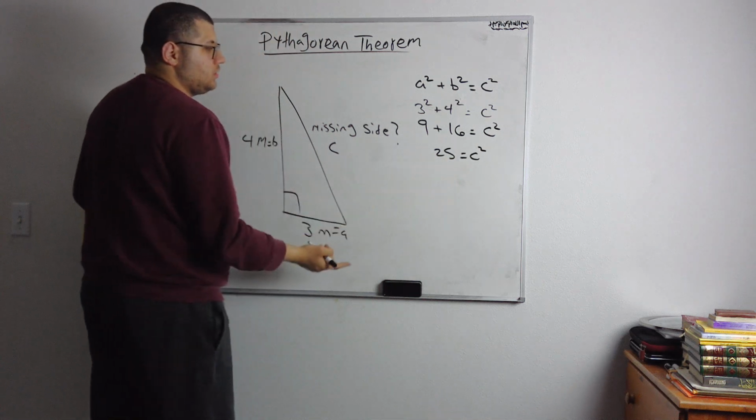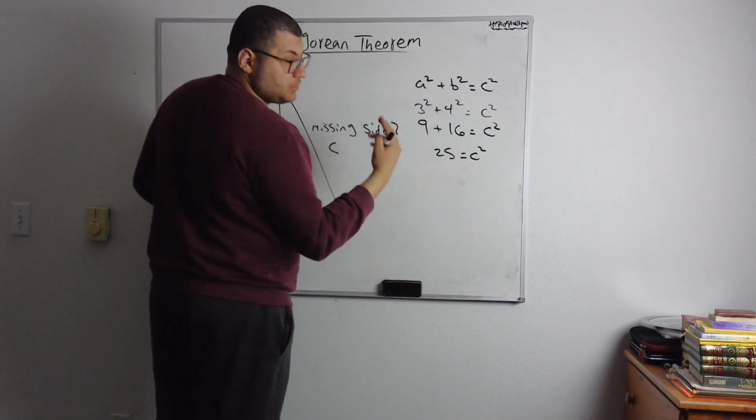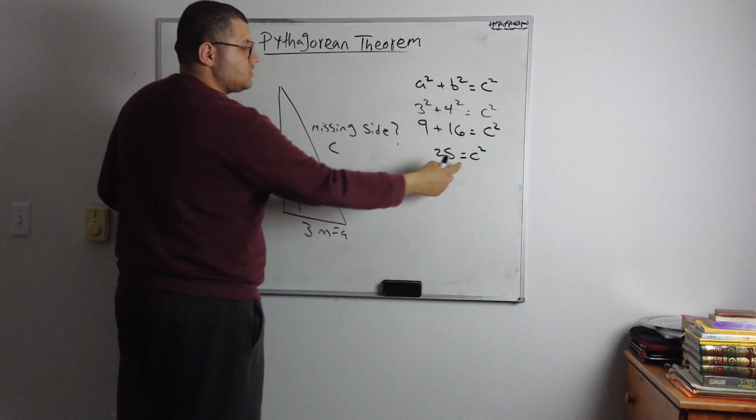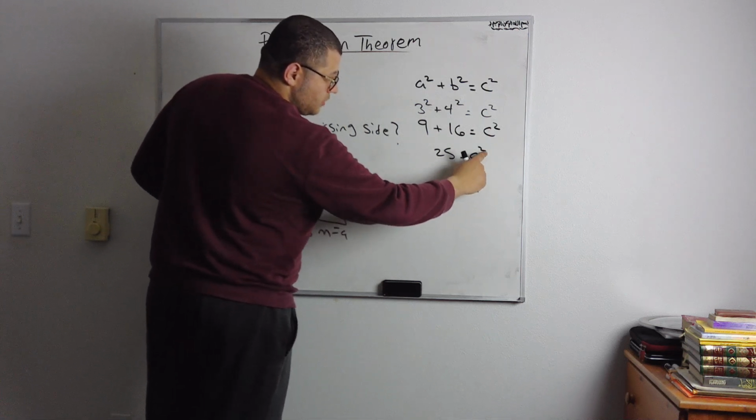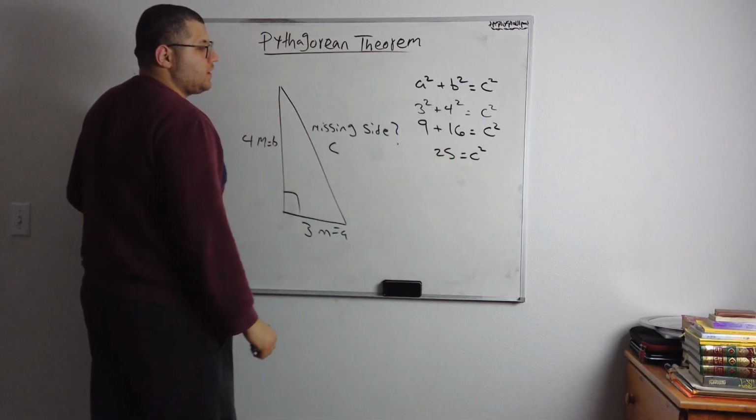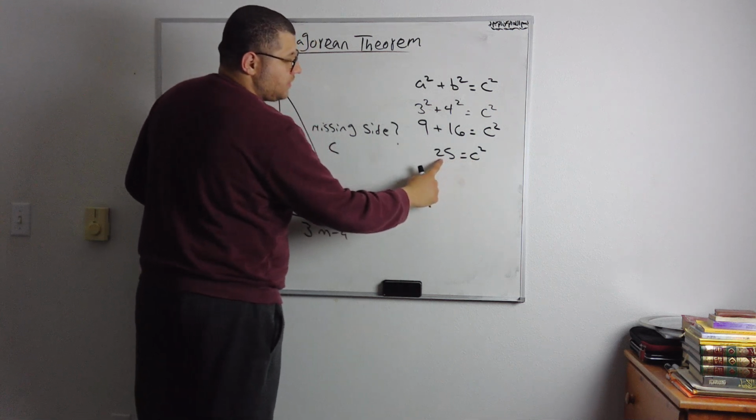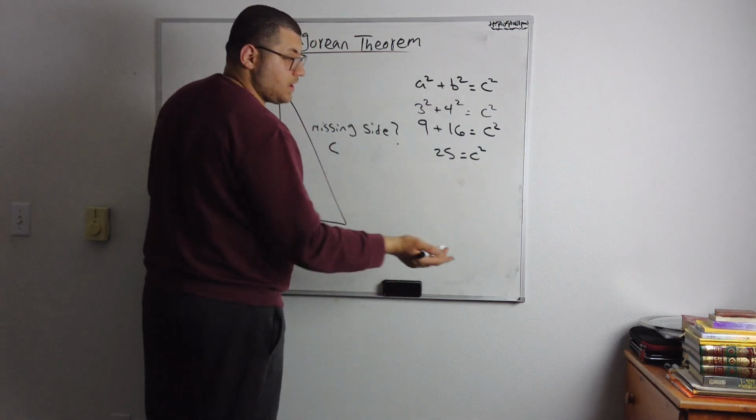We can take the square root here, or find the number that if you multiply by itself will give you 25. C squared means there's a number that we square that will give us 25. What number squared will give you 25? It has to be a 5, because 5 times 5 is 25.